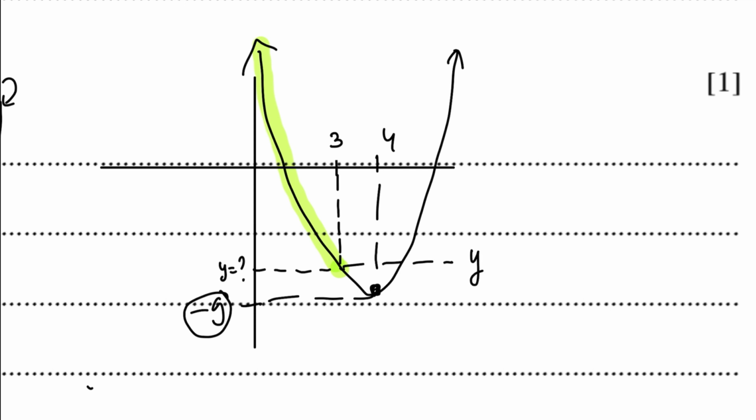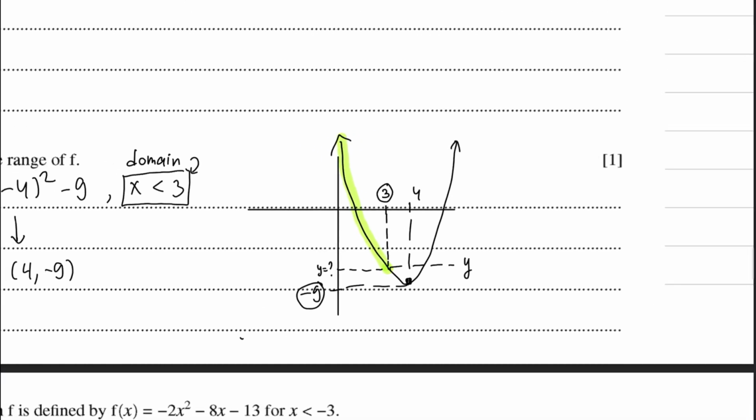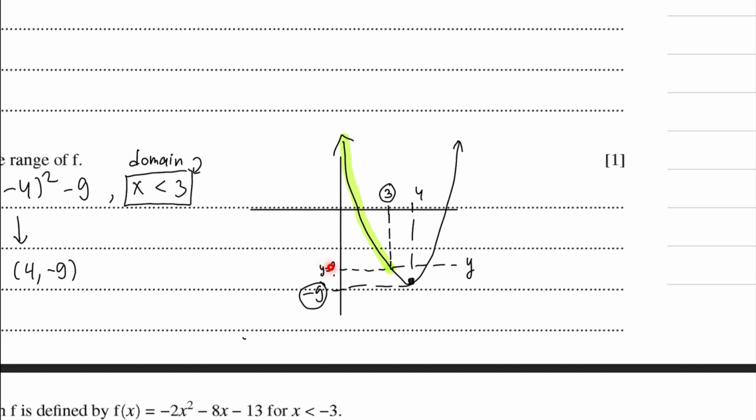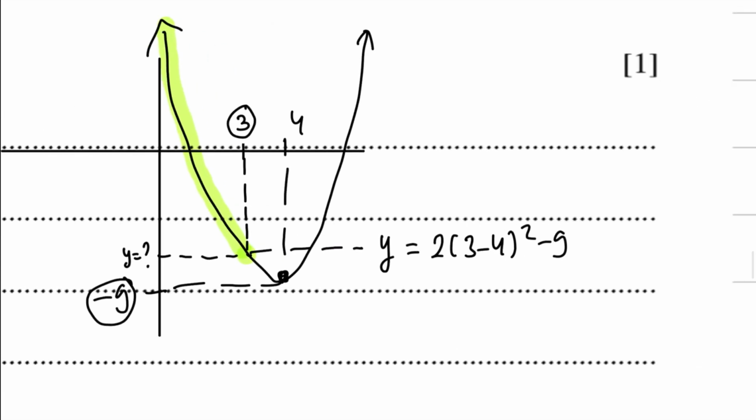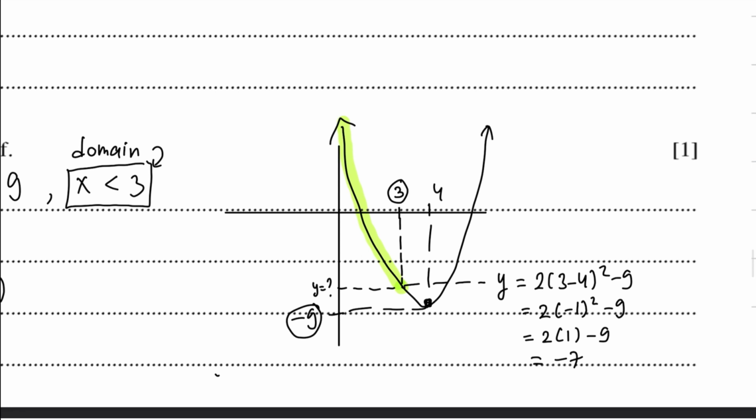You just substitute x equals 3 into the equation because you want to find the value of y when x equals 3. So just substitute: y equals 2 times (3 minus 4) squared minus 9. So you will get 2 times (-1) squared minus 9, 2 times 1 minus 9, which equals -7. Now, the -7 is our y value when x equals 3.